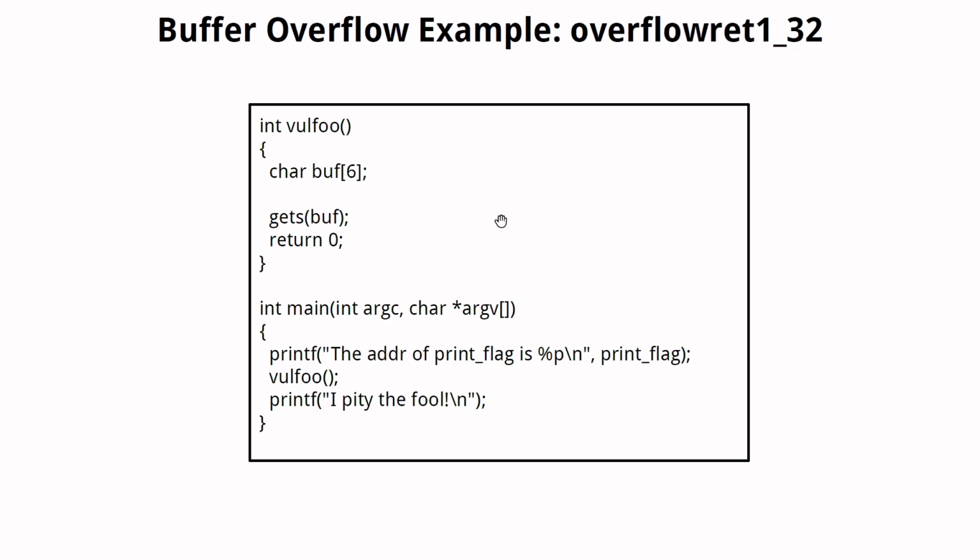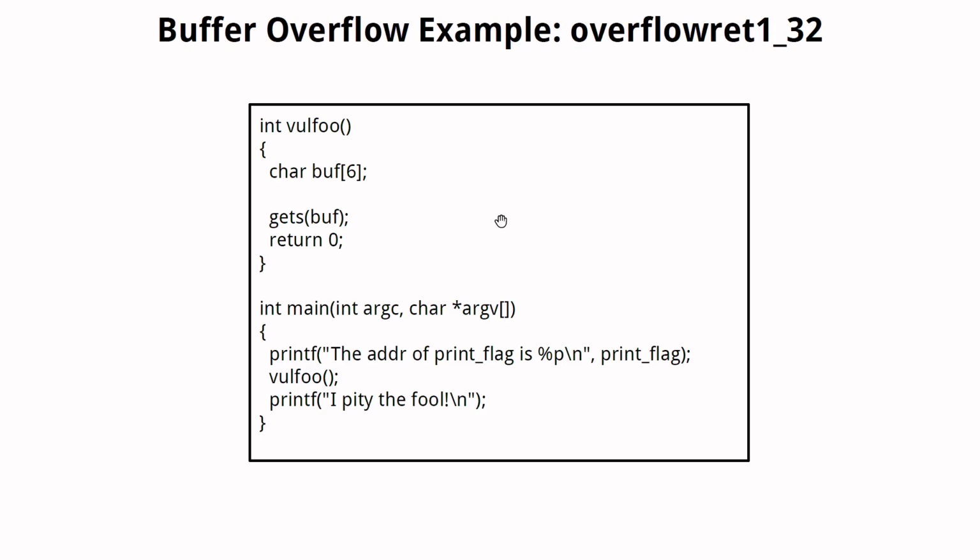Then the main function calls valfoo. The valfoo function has a local variable at the C code level. It has 6 bytes, but the compiler may give it many more bytes. It's very possible the compiler may decide to align different memory variables to make accessing them faster, but at the C code level, it's only 6 bytes.